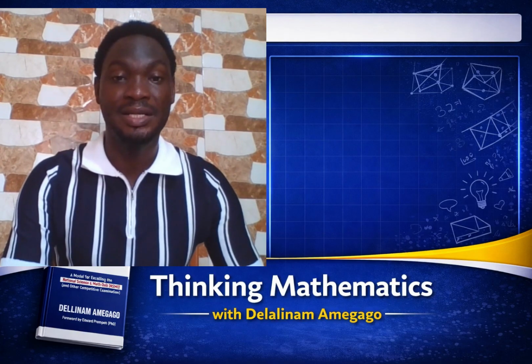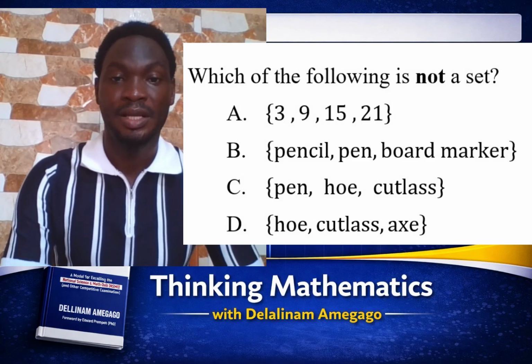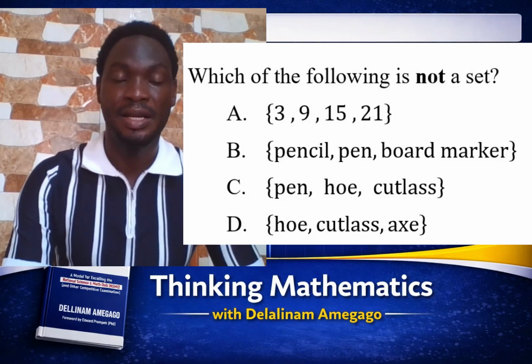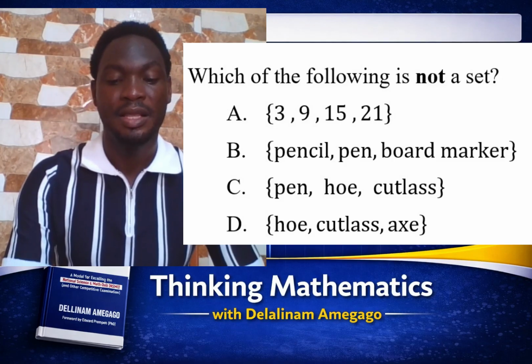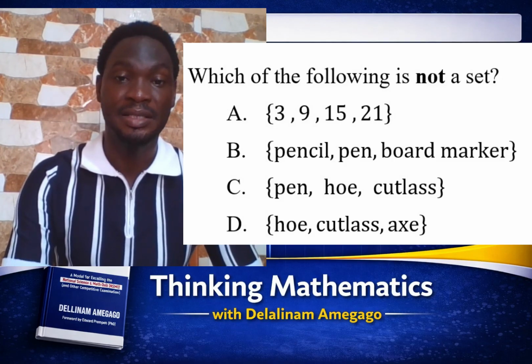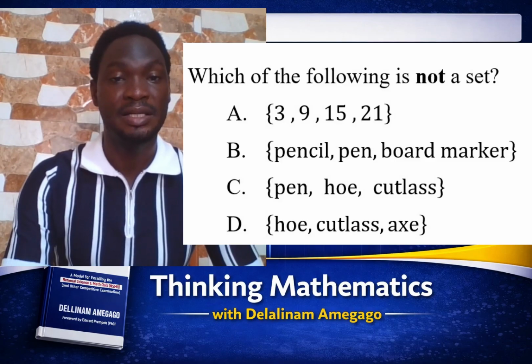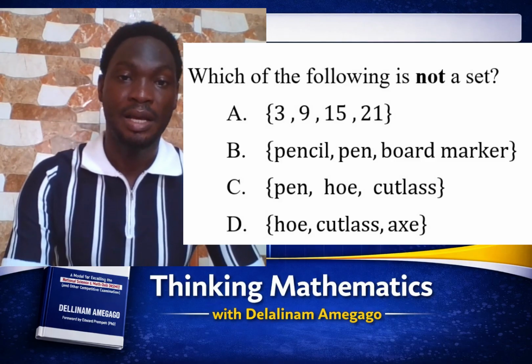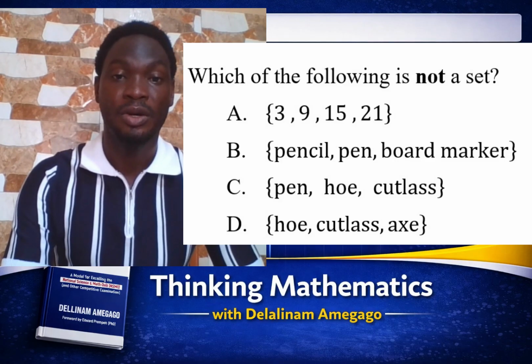Which of the following is not a set? Is it A, the set with elements 3, 9, 15, and 21, or B, the set comprising pencil, pen, and board marker, or C, the set comprising pen, hoe, and cutlass, or D, the set comprising hoe, cutlass, and axe?